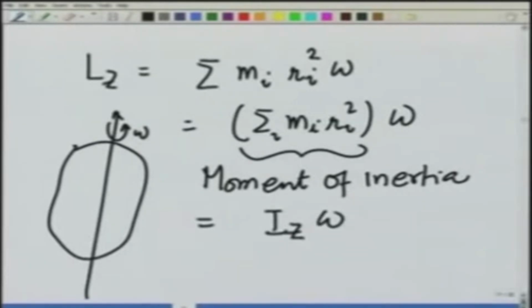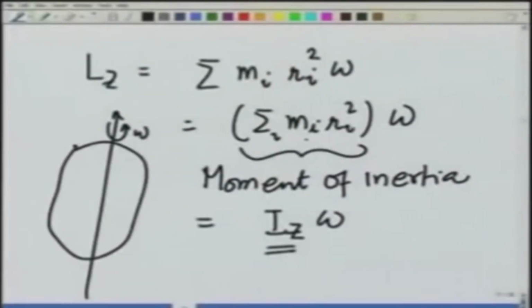This you have seen in your 12th grade, but now I have given you a rigorous derivation starting from the basic definition. I_z is nothing but mass times the perpendicular distance from the axis. Remember, r_i is this. It is not the distance from the origin, but the perpendicular distance from the axis. Multiply m_i times r_i squared, add it up, that gives you I_z, times omega is L_z.